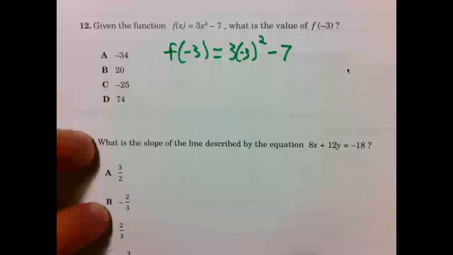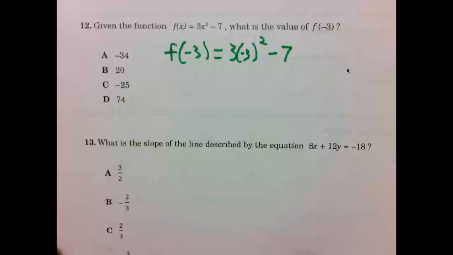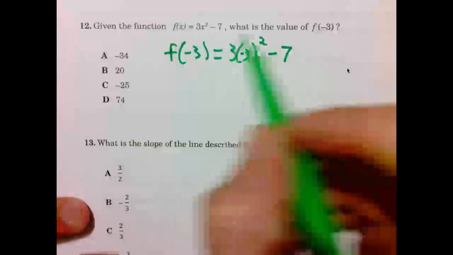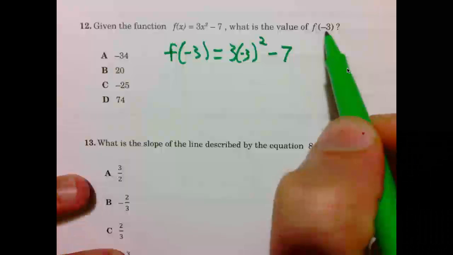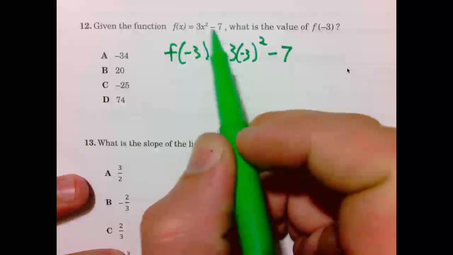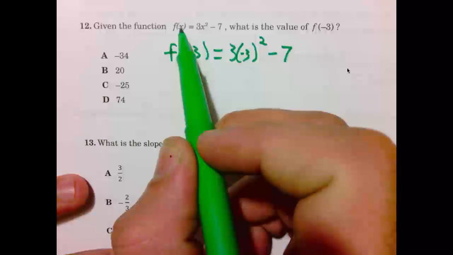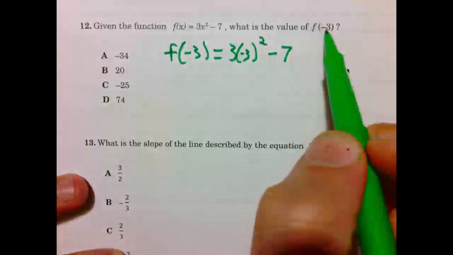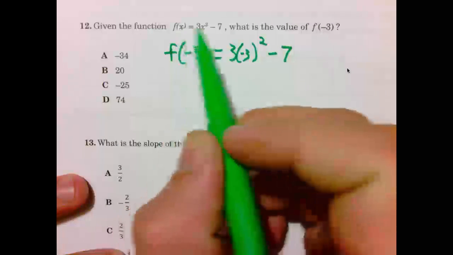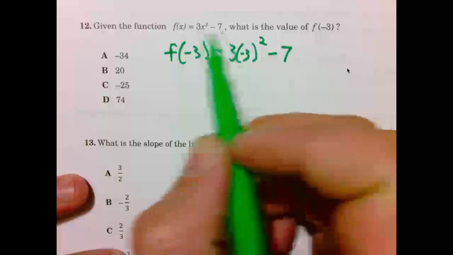Alright, we will be looking at the remainder of the packet, starting with problem number 12. It says, what is the value of f of negative 3? And they give us the function notation f of x equals 3x squared minus 7. Notice how they've taken x and substituted negative 3. So we will simply do that. Substitute negative 3 in for x in both sides of this equation.